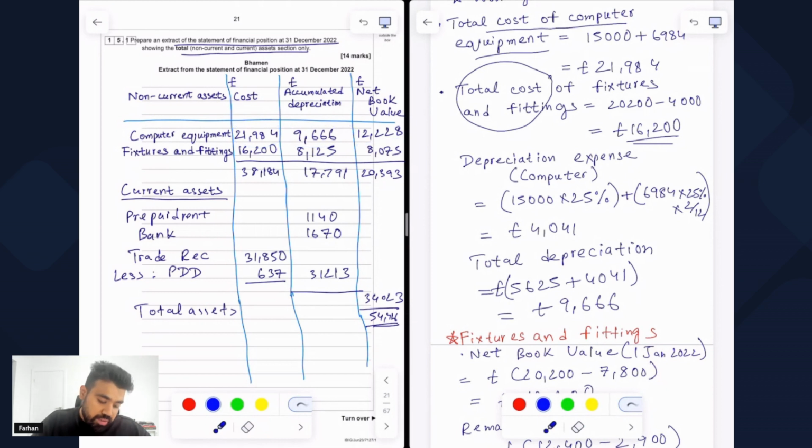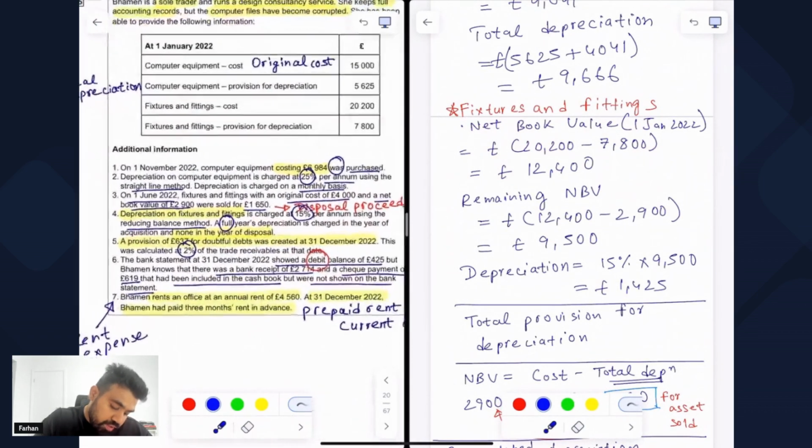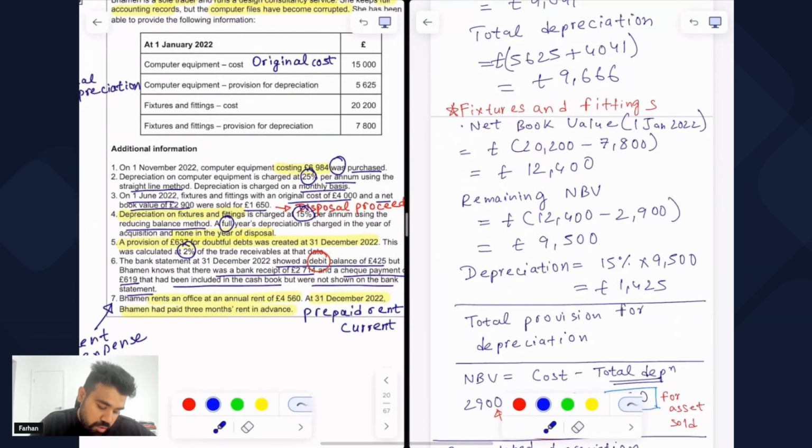All right, so let's do the same thing for fixtures and fittings. Now, this is where some of the complications come. If you check information number 4, depreciation on fixtures and fittings is charged at 15% per annum using the reducing balance method. A full year's depreciation is charged in the year of purchase and none in the year of disposal. Okay, so you saw how when we derived the depreciation using the straight line method, you could just simply use the percentage that you were given and multiply it with the original cost.